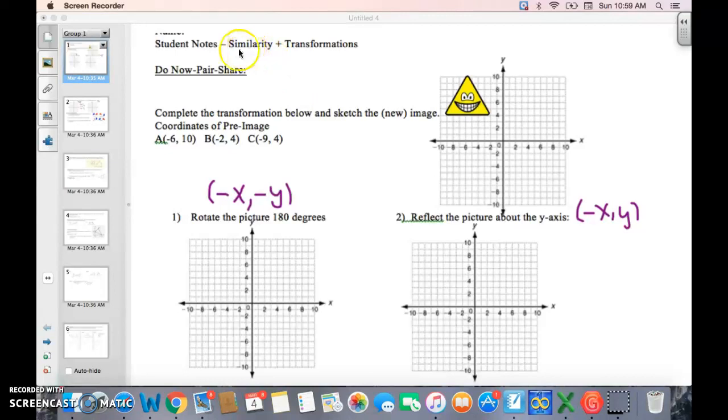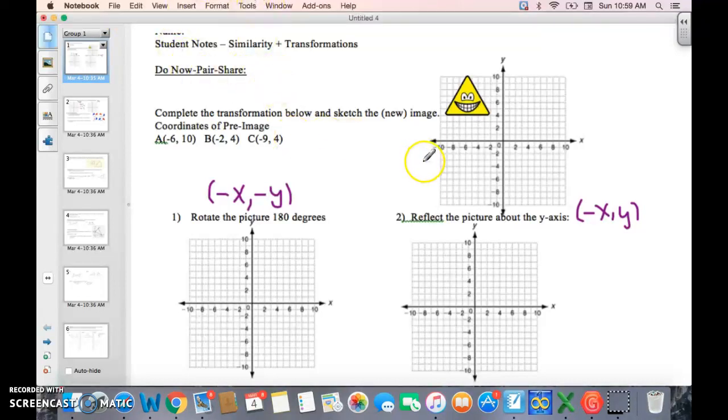Today we're going to learn some proofs or some theorems that prove that two triangles are similar. Okay, so let's go ahead and get started. Hopefully you have finished this activity to review some transformation rules that we learned back in the day.